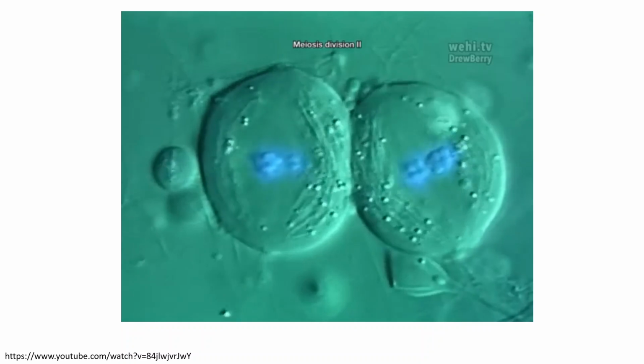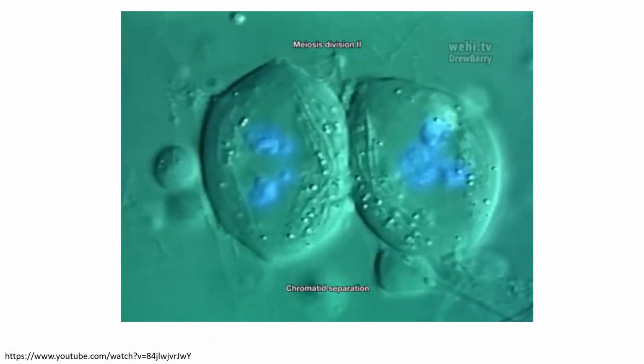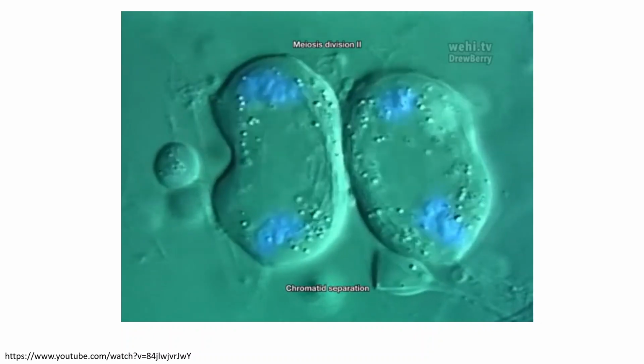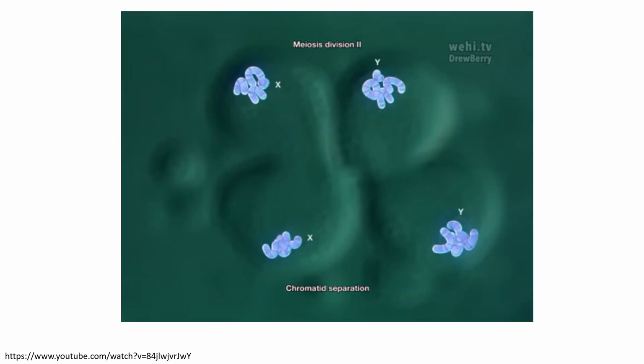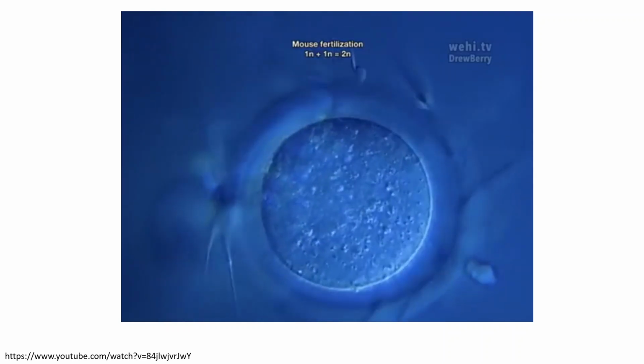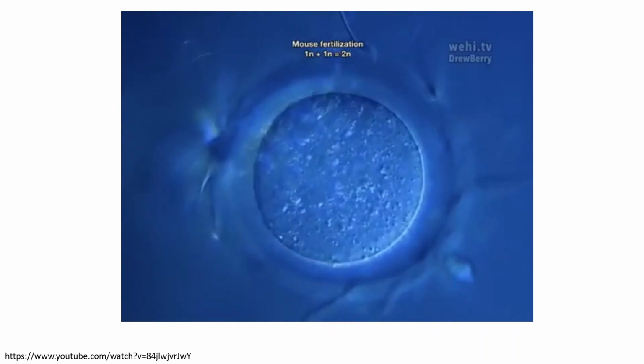The second division separates the chromatids in each chromosome. The end result is a production of 4 haploid cells, each with a single chromatid from each chromosome. When haploid sperm and egg unite during fertilization, the resulting cell is diploid, having received 1 chromosome of each pair from each parent.